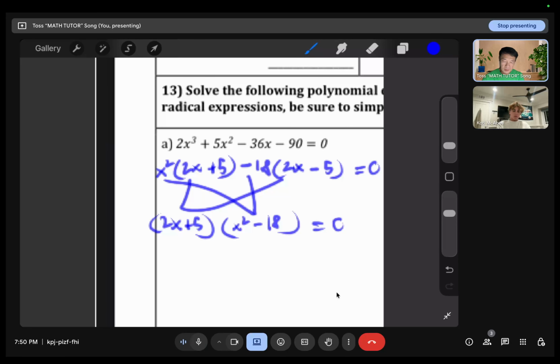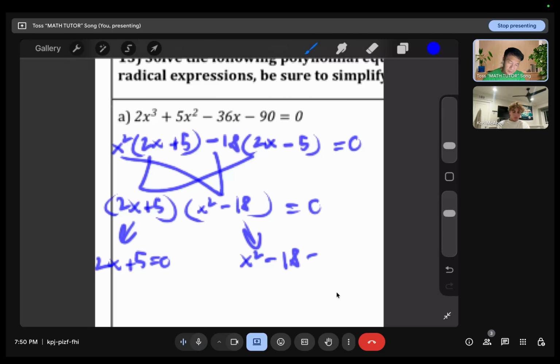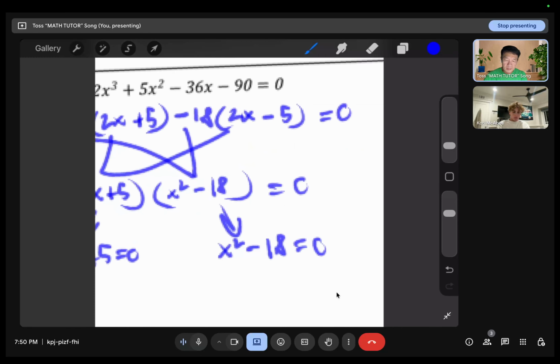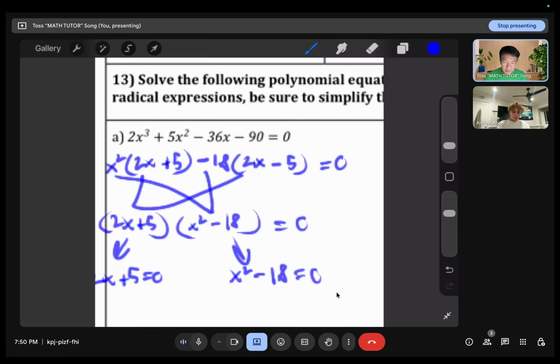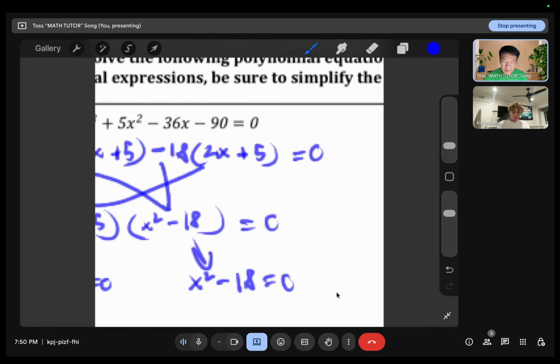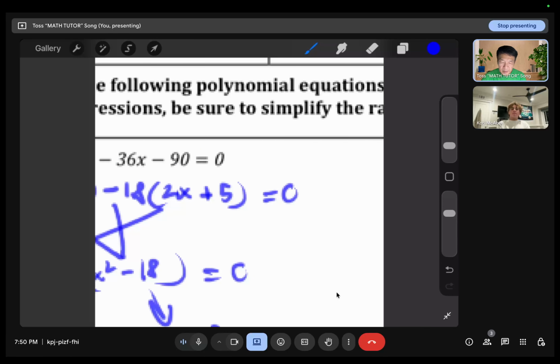Okay, here we go. And then continue. Solve. So you set each one equal to 0. 2x plus 5 equals 0. And then x squared minus 18 equals 0. Now I think I made a mistake. Yeah, it's a plus here. Oh yeah, 18 times what will give you, check there. 18 times what will give you negative 36? So it's 18 times 2x. 18 times what will give you negative 90? So it's got to be plus 5. Is that okay? There you go.